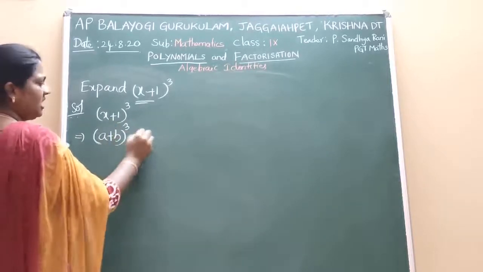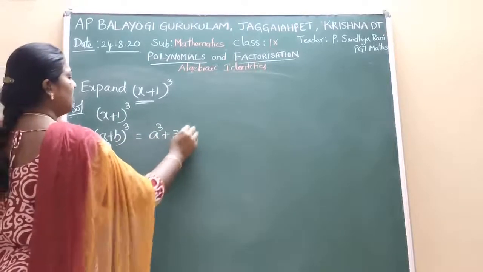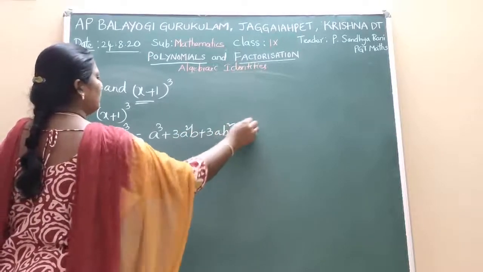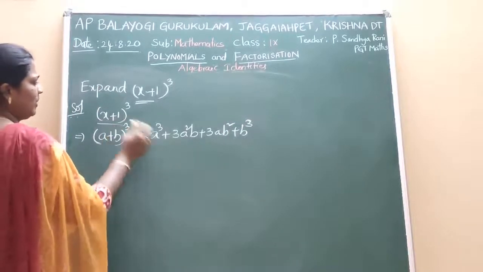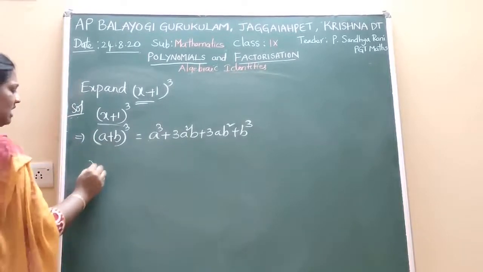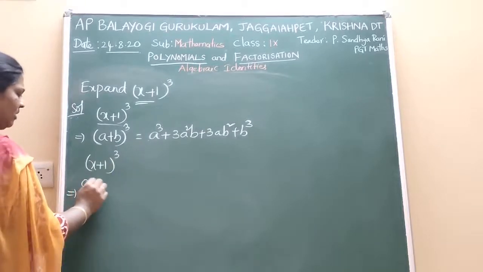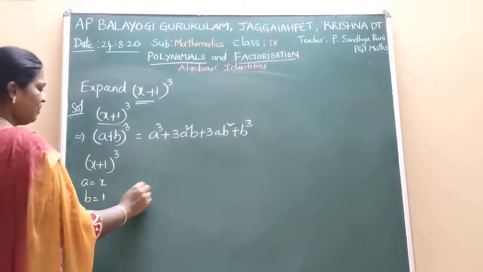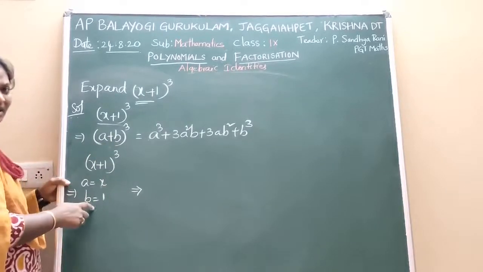Yes, right, children? So a plus b whole cube equals a cube plus 3a square b plus 3ab square plus b cube. So now we have to convert this x plus 1 whole cube into the expansion of this a plus b whole cube. So let's see, x plus 1 whole cube. This implies here a is equal to x and b equal to 1. So in place of a, what we have to write? We have to write x. In place of b, what we have to write? We have to write 1.